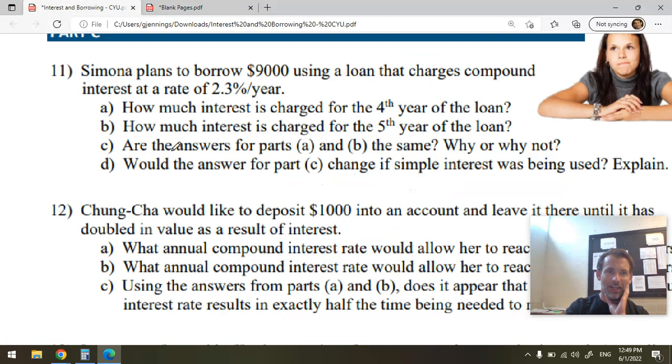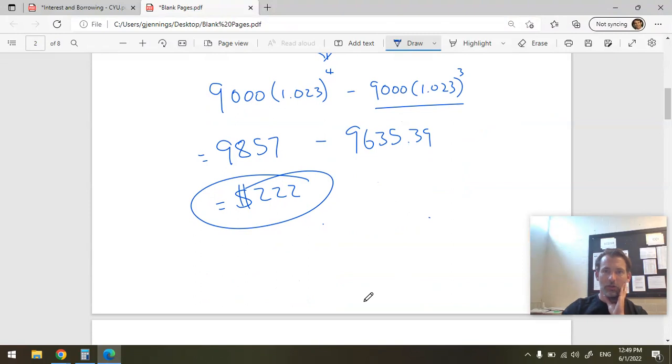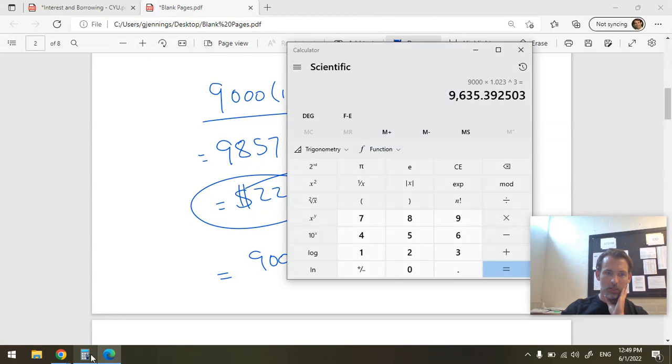And then how much interest is charged for the 5th year? Well, in order to do that, I can use the same strategy with the numbers 4 and 5 instead of the numbers 3 and 4. I already know the 4th year, so I'm going to have the 5th year, which is 9,000 times 1.023 raised to the power 5 minus the 4th year, which I already know is 9,857.